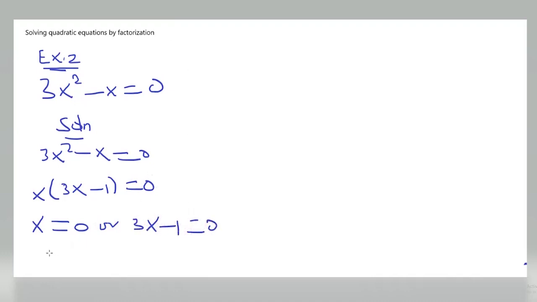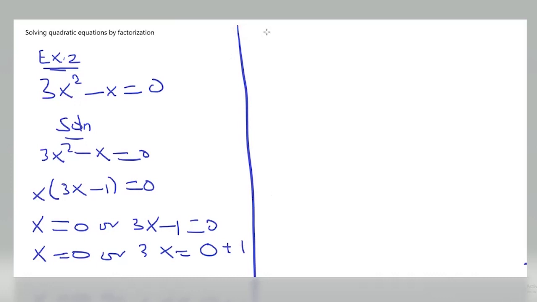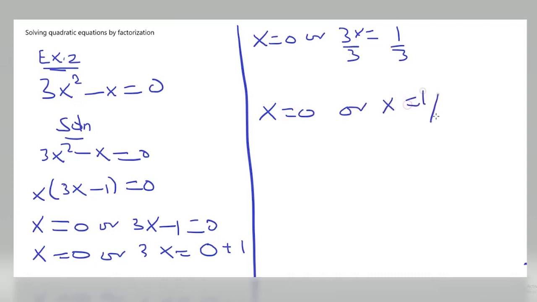And that's why you have 0 here. Therefore x is equal to 0, or 3x, when negative 1 is moved to the other side, equals 0 plus 1. From there, x will be equal to 0, or 3x is equal to 0 plus 1, which is 1. Therefore divide by 3, divide by 3. Therefore x will be equal to 0, or 3 and 3 will cancel, therefore x will be equal to 1 over 3. Those are the answers.